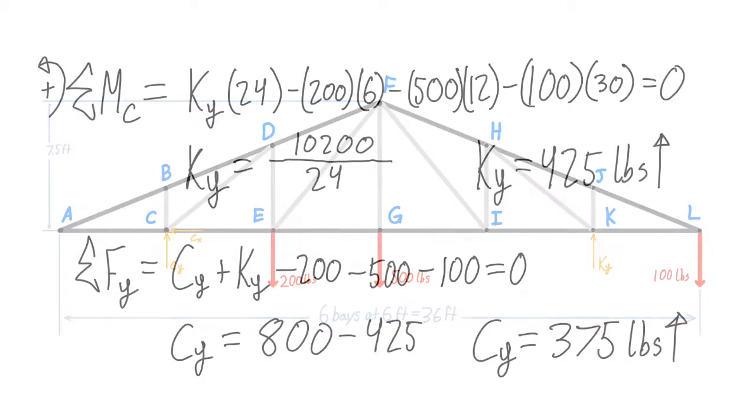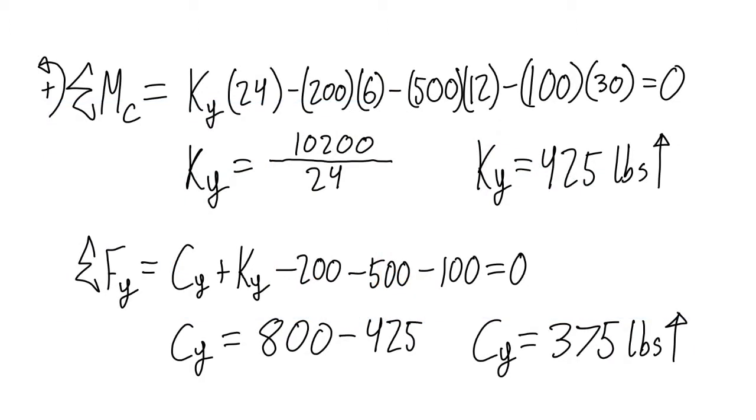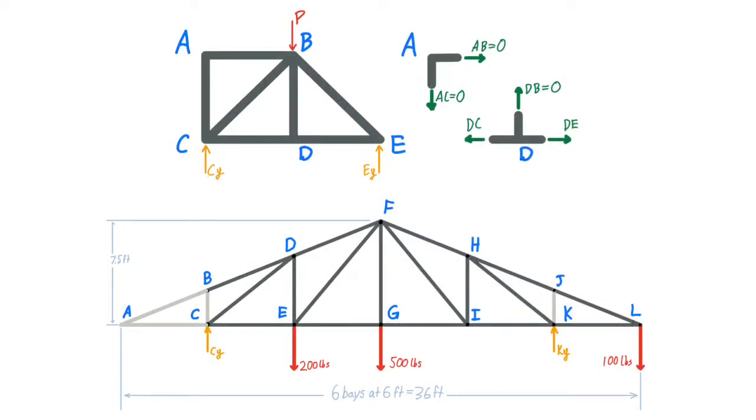To solve for the Y components of these forces, let's start by taking the sum of the moments about joint C in order to find KY. Once we find the value for KY is 425 pounds acting up, we can look for the sum of the forces in Y in order to find that CY is 375 pounds acting up. With the values for CY and KY, we have all of the external support reactions, and we can examine the members inside our truss. We want to start by simplifying the members in our truss by identifying any 0-force members.